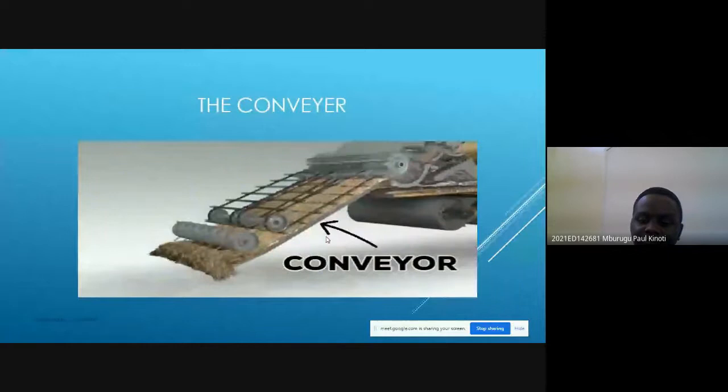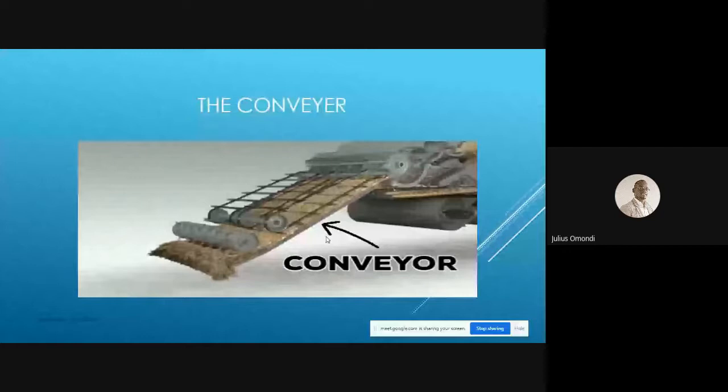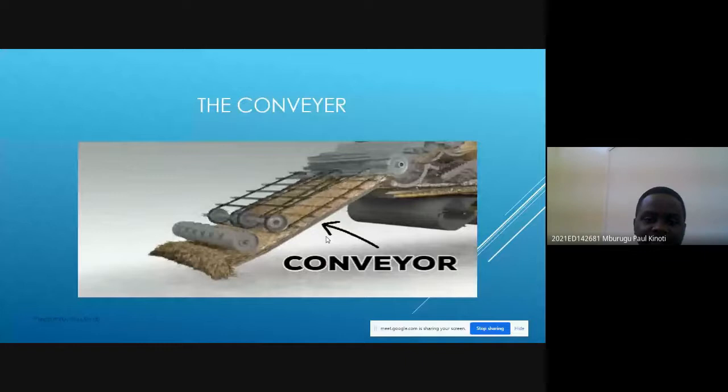Can you see any familiar part? Ronald sang. The rollers. We can see the rollers. And basically, we can see how the grain is being moved from the header section all the way to the threshing drum. Is it right? Yeah, that is very good.